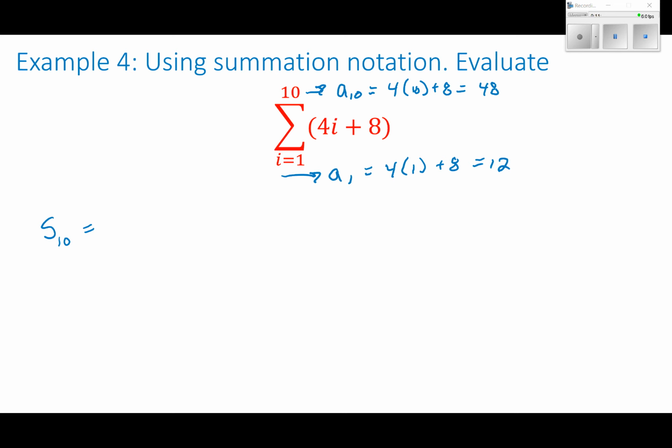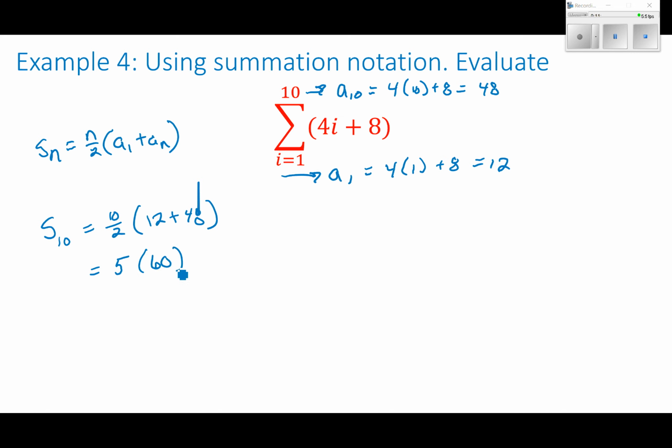I was using the n divided by 2 times a sub 1 plus a sub n formula. So this is 10 divided by 2, times the first term, 12, plus the last term, 48. Work all this out: this is 5 times 60 to get 300 as a final sum. So if we're given something in summation notation with this big E, we can use our formula for a series to figure out what the final answer is going to be, the sum of all of those terms.